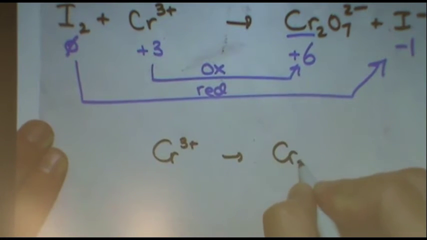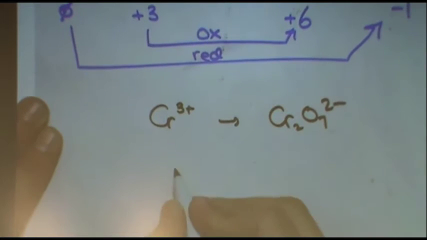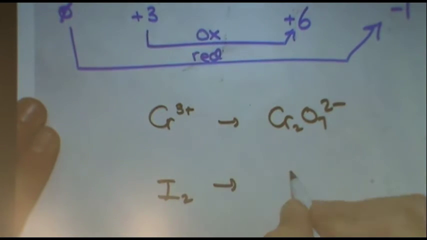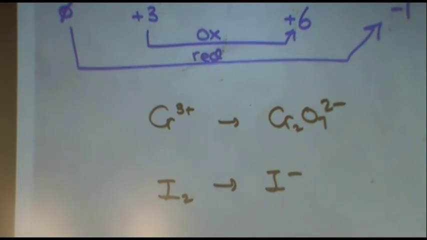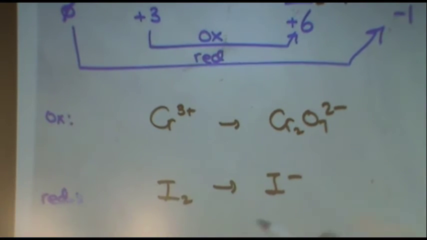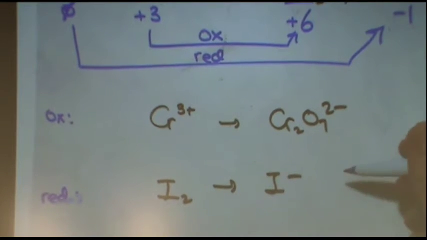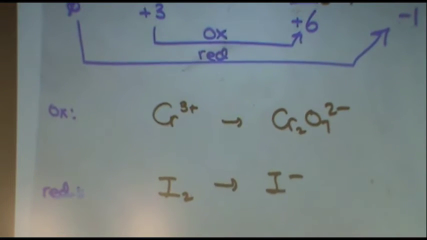Split them in half. Likes with likes, just like on Sesame Street. I2, I minus. Okay? Let's label these. This is the reduction half reaction. That's a super common issue. People switch these on the final. Okay? Make sure you know which one's oxidized, which one's reduced. All right, let's do the top one.